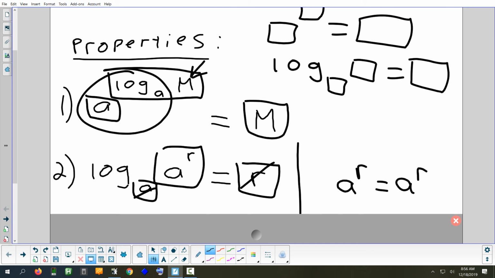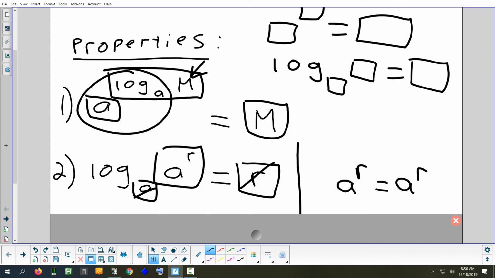A to the r equals a to the r. Is that true? Yeah. All that rule 2 is saying is basically something equals itself. Of course, 5 equals 5, 6 equals 6. You've seen that property before. It's just saying that something equals itself.